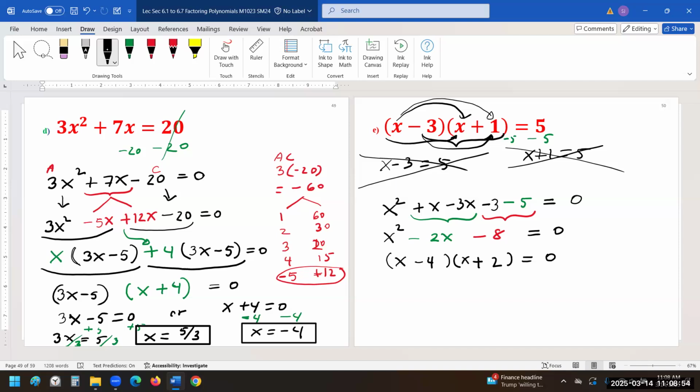Okay. So we know product of these two factors is 0. So what do you do next? What is the next step? Either one of them has to be 0. So the first one is 0 or the second one is 0. We don't know which one, but one of them definitely has to be 0 in order to have the product be 0. So we add 4, we subtract 2, x equals 4, x equals negative 2.